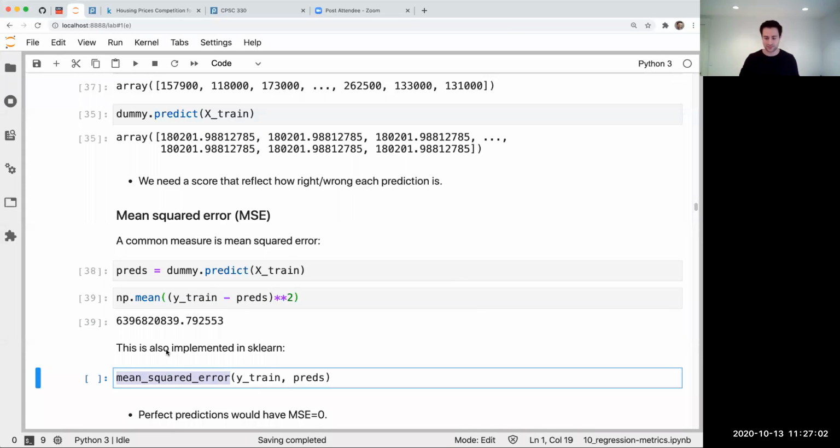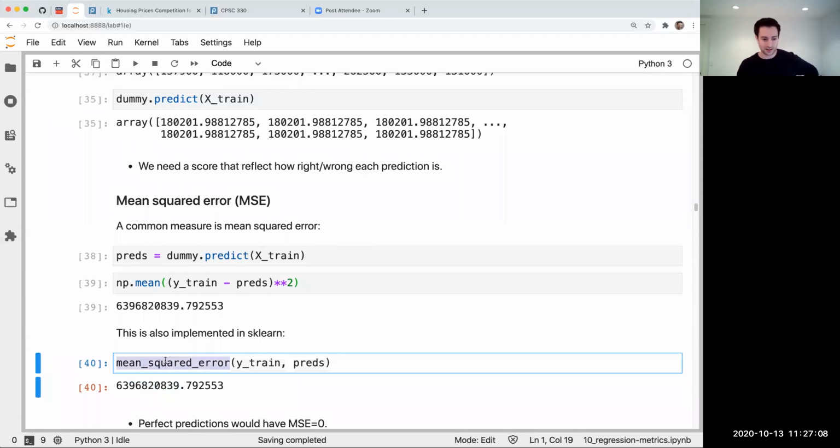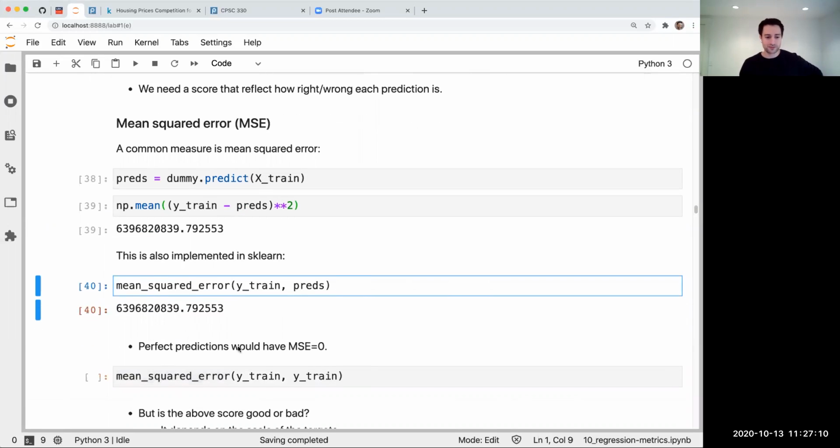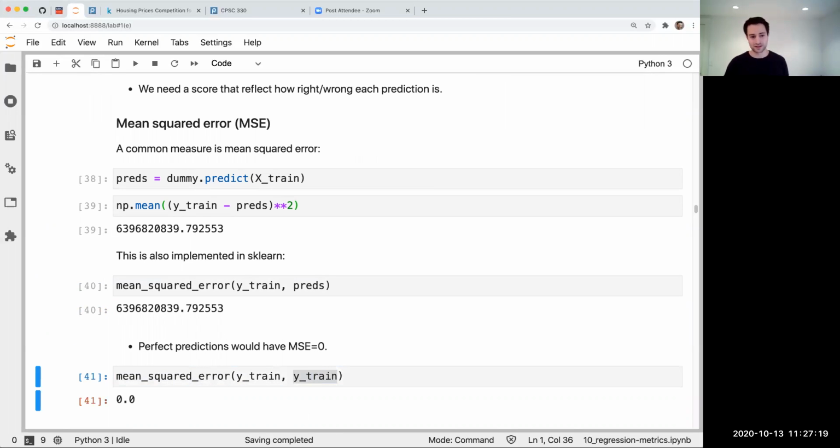I imported it at the top, so you can look at the import at the top, but I'm just showing you I get the same number. So this is scikit-learn mean squared error. And perfect prediction would have a mean squared error of 0. So if I pretend my predictions are the real answers, then I'll have a mean squared error of 0.